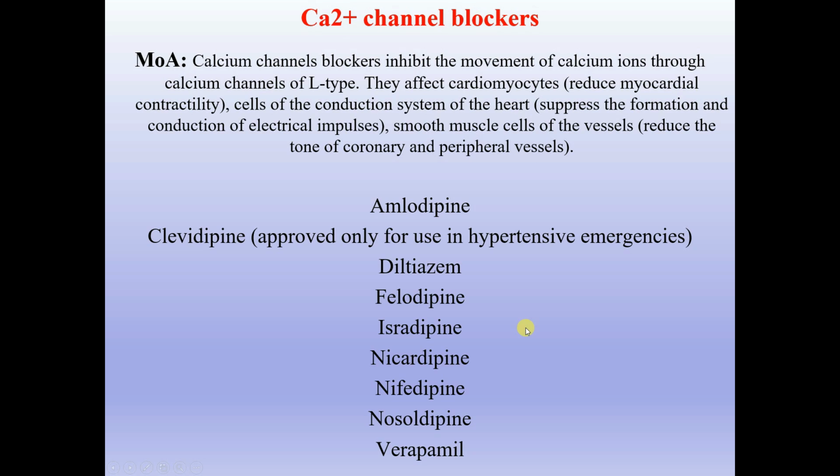Next group, calcium channel blockers. Mechanism of action: calcium channel blockers inhibit the movement of calcium ions through calcium channels of L type. They affect cardiomyocytes, reducing myocardial contractility; cells of the conduction system of the heart, suppressing the formation and conduction of electrical impulses; and smooth muscle cells of the vessels, reducing the tone of coronary and peripheral vessels. Drugs: amlodipine, clevidipine, which is approved only for use in hypertensive emergencies, diltiazem, felodipine, isradipine, nicardipine, nifedipine, nisoldipine, verapamil.